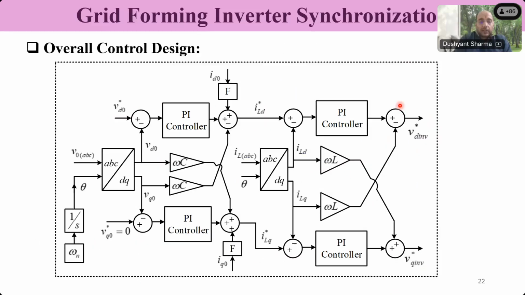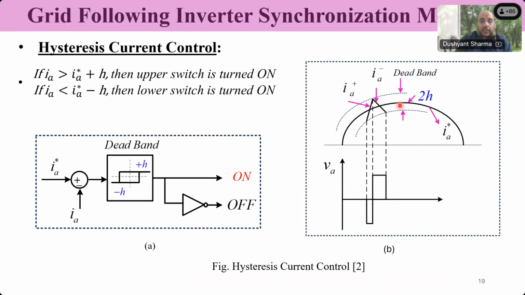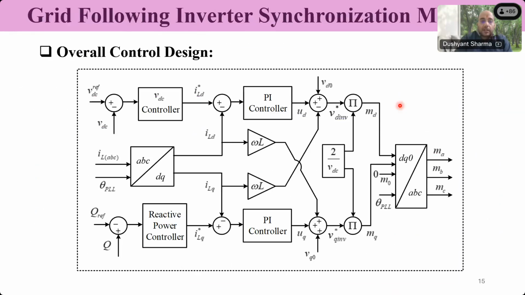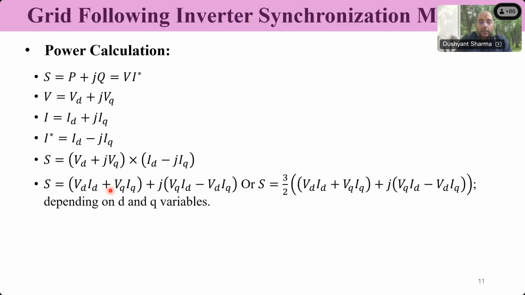Now, here comes that question. If you see the previous case, the grid following case, for all the transformations, ABC to DQ or DQ to ABC, we use an angle which is theta PLL. How do we get this theta? We get this theta from the PLL.